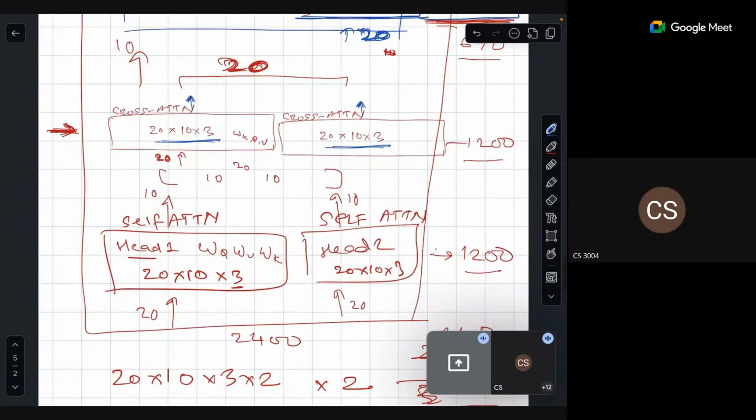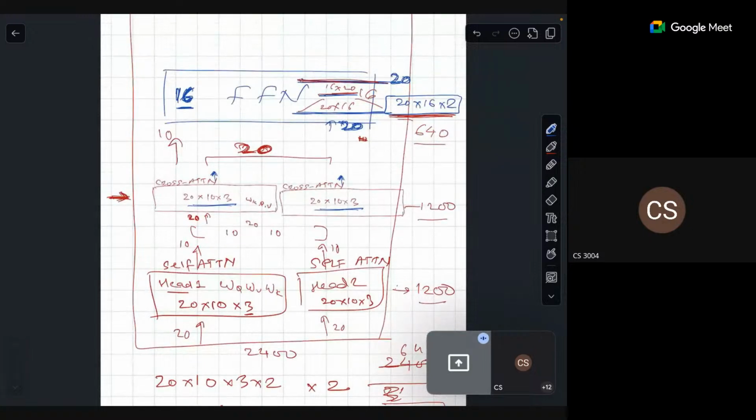9120 is the correct answer. In that case, you can just keep this figure in your mind and see how you can solve it. This is correct.